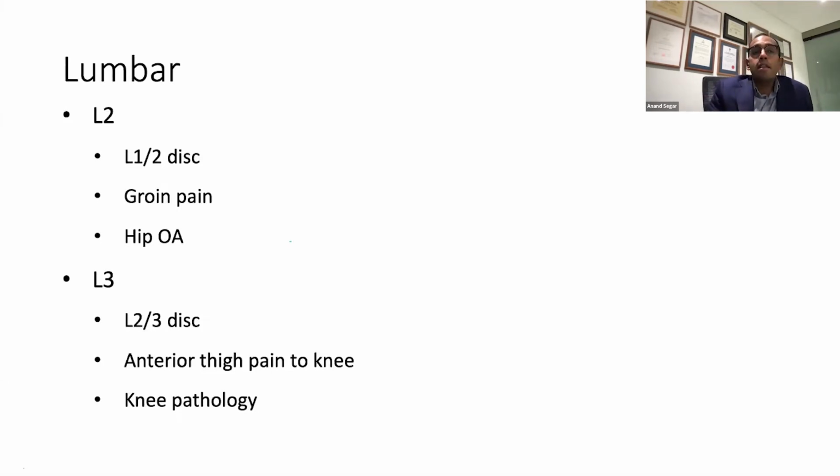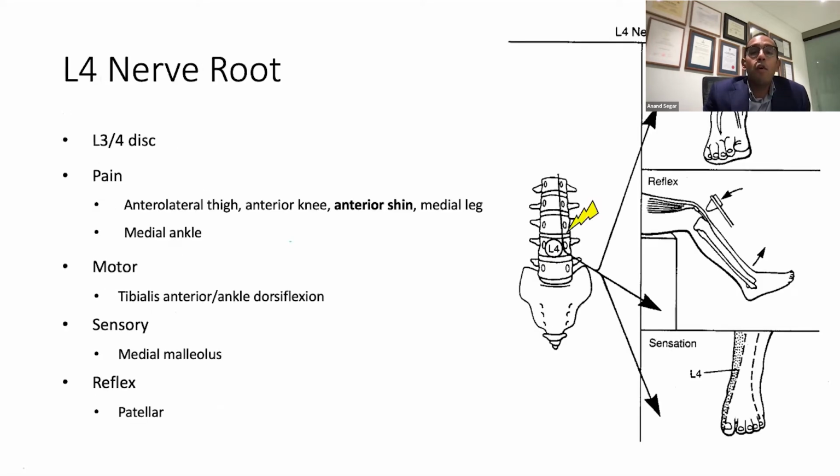And that gives you anterior thigh pain to the knee, so pain that doesn't go below the knee. The differential would be knee pathology. So L2 and L3 radicular pain doesn't go below the knee, but it's on the anterior thigh. Pain that goes to the posterior thigh and doesn't go below the knee generally isn't radicular, it's referred from the back.